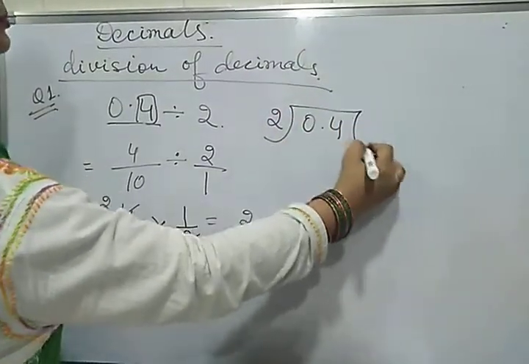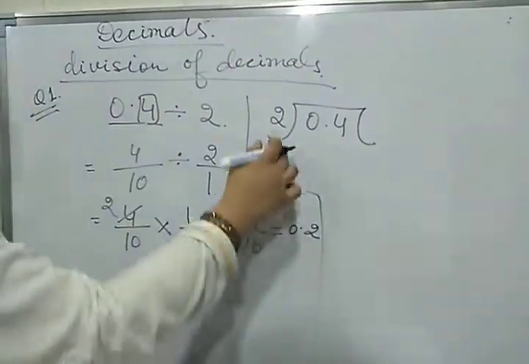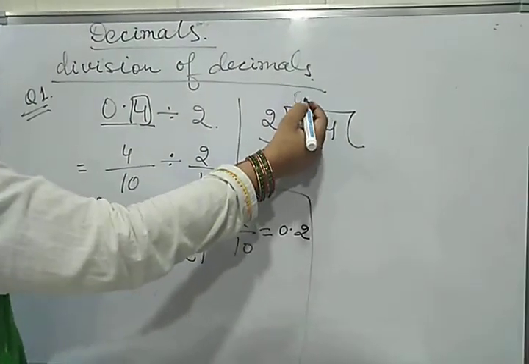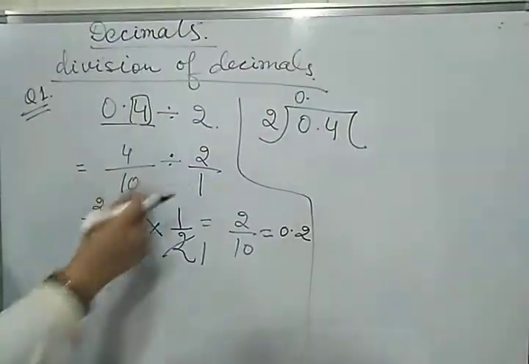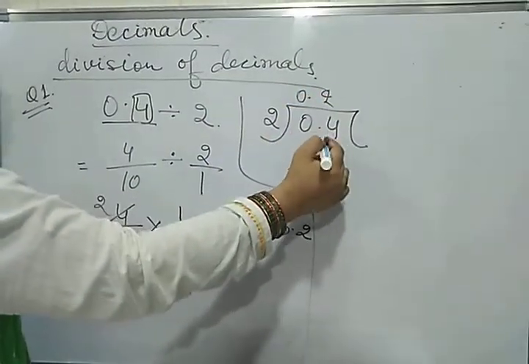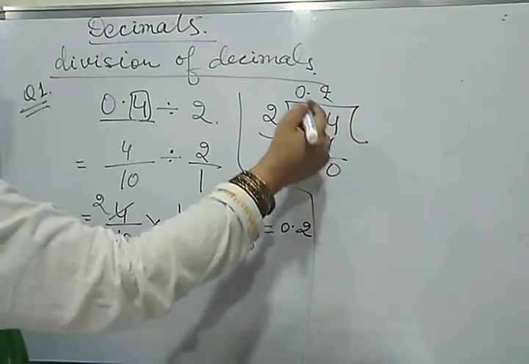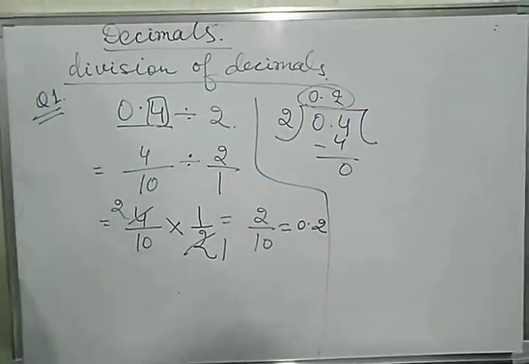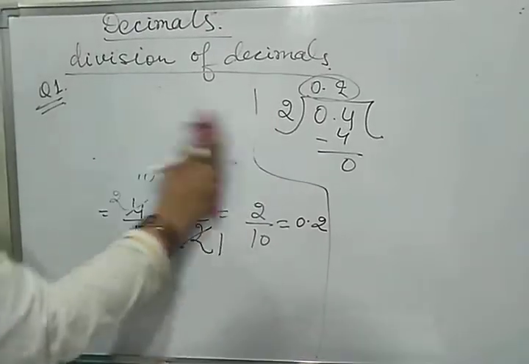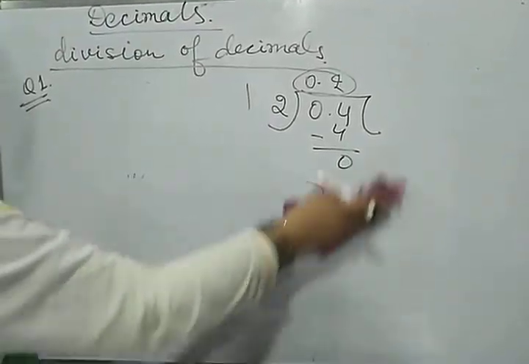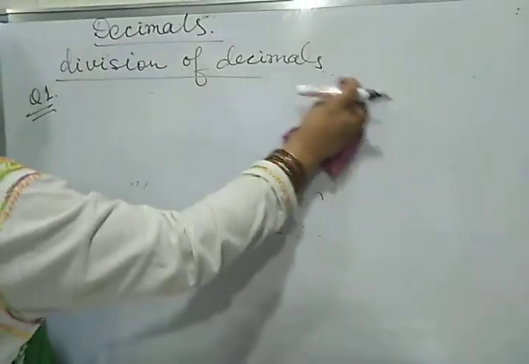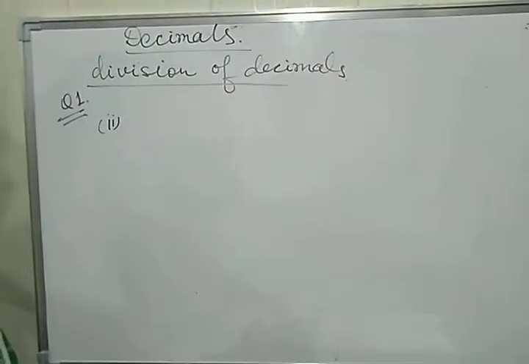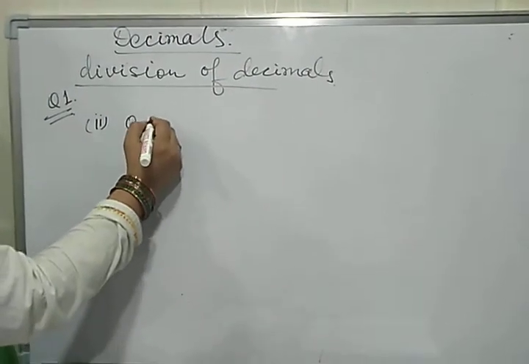Or if we divide 0.4 by 2, this is another method, direct division. Then also we can get the same answer. Carry 0 point. Now 2 2s are 4. So by dividing also you can get the answer, but this is the most common and easier method. Ready. See the next question.